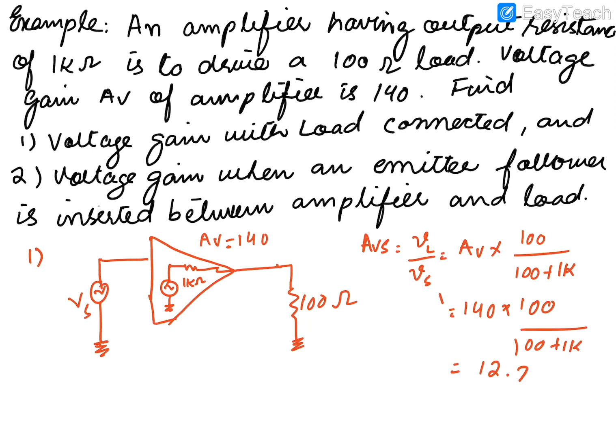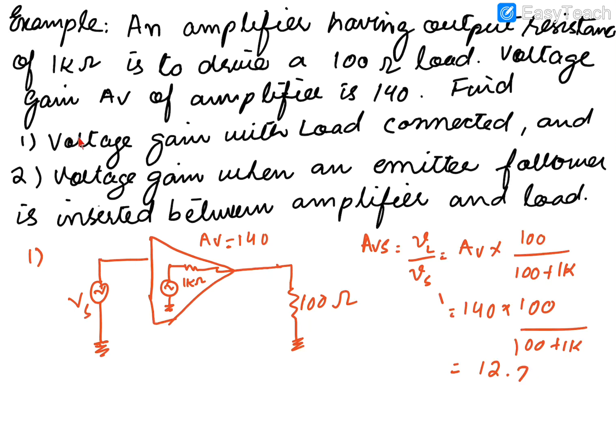In the second part, we will connect a common collector amplifier between the load and the amplifier stage. The open loop gain of the amplifier is 140. Find the voltage gain with the load connected, and the voltage gain when an emitter follower is inserted between the amplifier and the load.